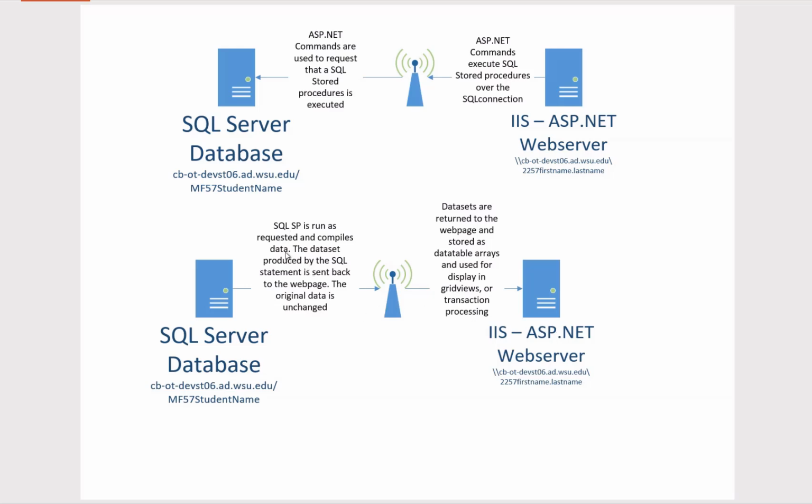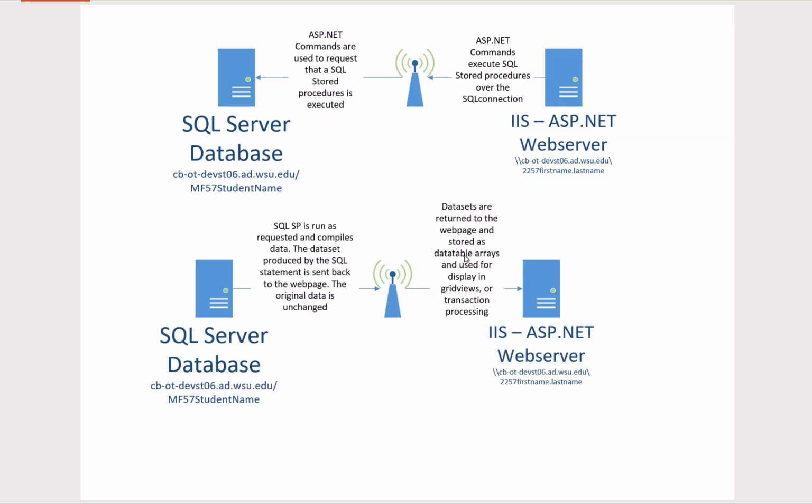So the stored procedure runs, the original data is unchanged, and your stored procedure on your database, which of course you should test first, the data set returned back over the web is returned back to the web page. So you get a data set, could be 20 rows, could be 200 rows, could be lots more than that.